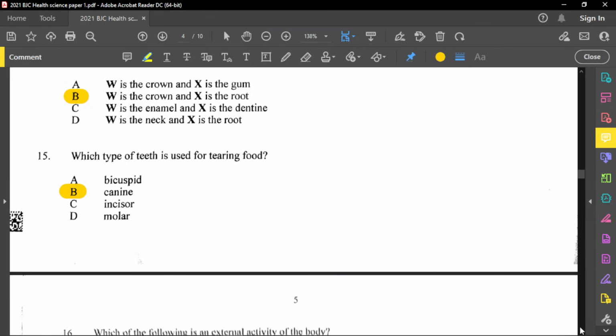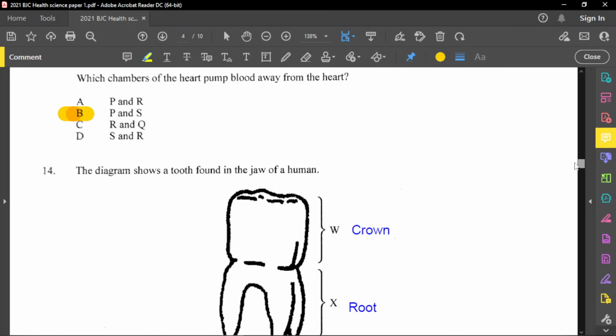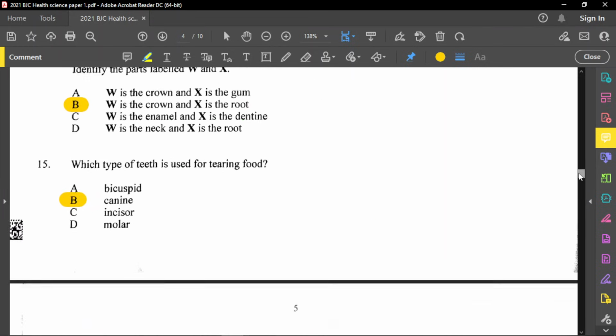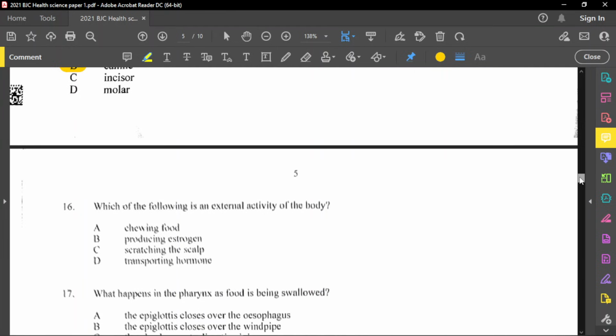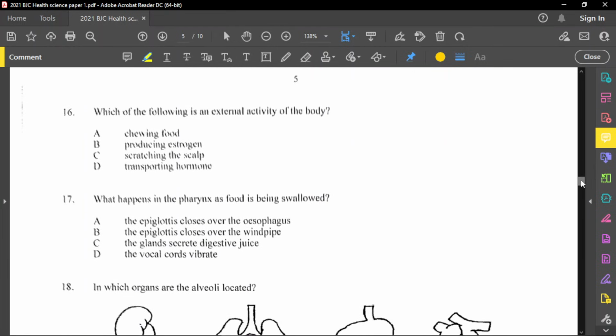Incisors are for cutting, so they are chisel shaped. Canines are pointy, and then the molar is the tooth that was up in question number 14. The molar has that type of shape. It is pretty much flat on the top, creating a large surface area for crushing and grinding of food. All right, question number 16.